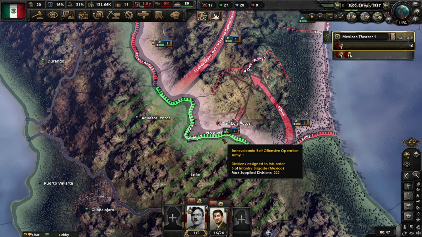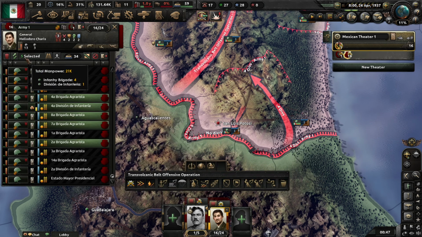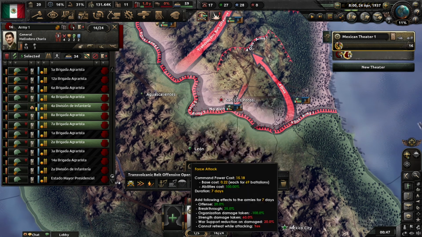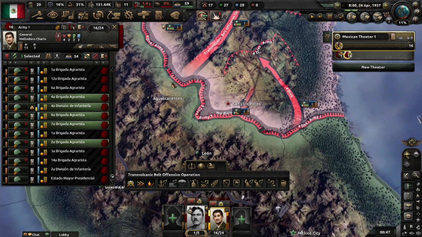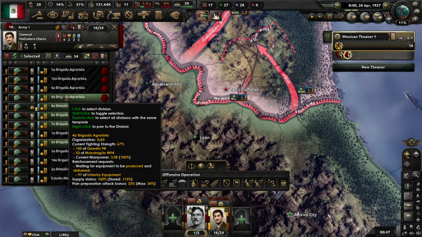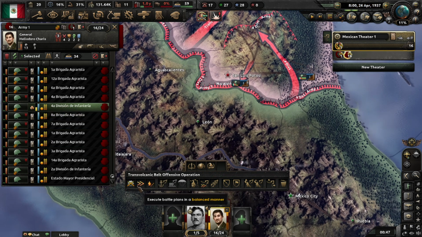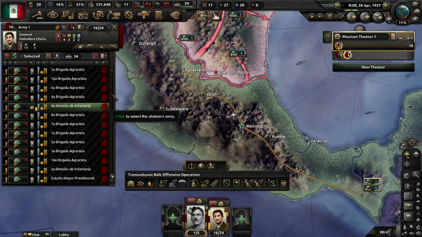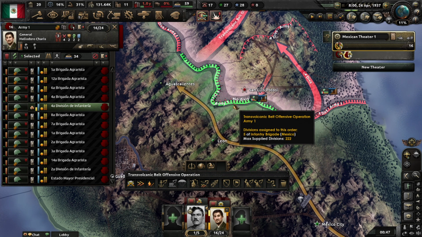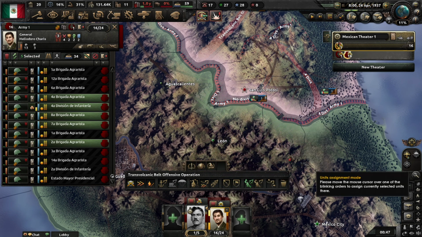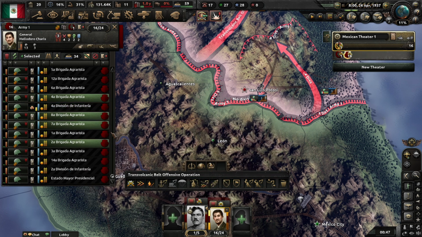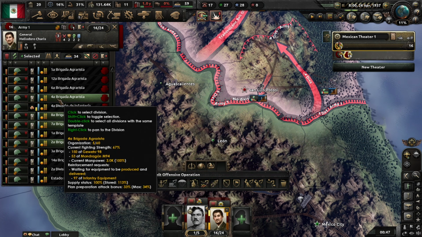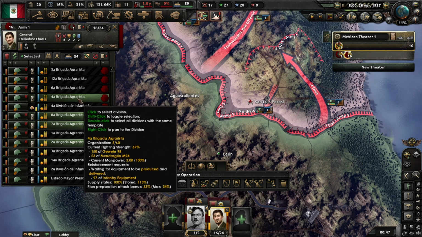But this will give you a solid 5 divisions, 4 brigades, and an infantry division to try and push near Aguascalientes, Leon. The proper infantry division is going to Aguascalientes. It'll just, there we go. And the other 4 are going the 4th.